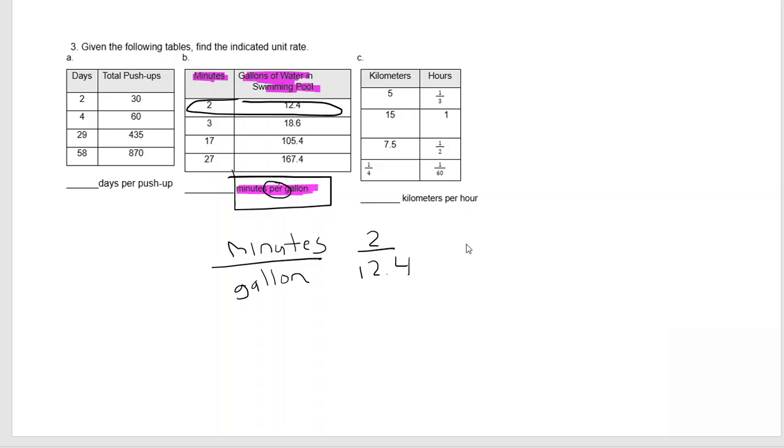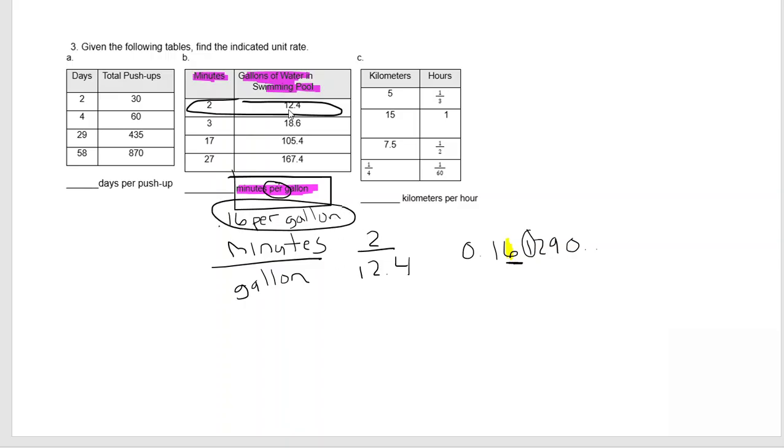And the decimal that you got here was 0.16129 and a whole bunch of other numbers. So I did tell you on this one to round to the hundredths place. So if you notice that the digit right after your hundredths place is a 1, that means that this 6 is going to stay a 6. So we'll go ahead and do 0.16, and that is minutes per gallon. So this is per 1 gallon.